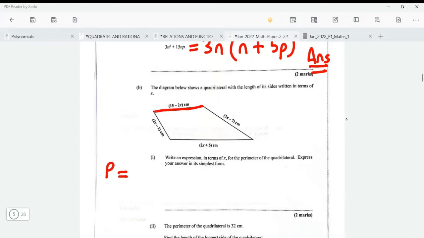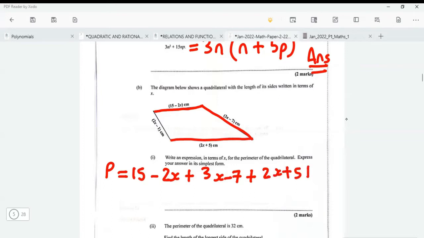This side, the 15 minus 2x, plus this side, the 3x minus 7, plus this side, which is 2x plus 5, plus this side, which is 2x minus 1. So add up all of them now. Let me put a bracket around each so it doesn't look too bad. So I just put in a bracket around each term that we're adding.